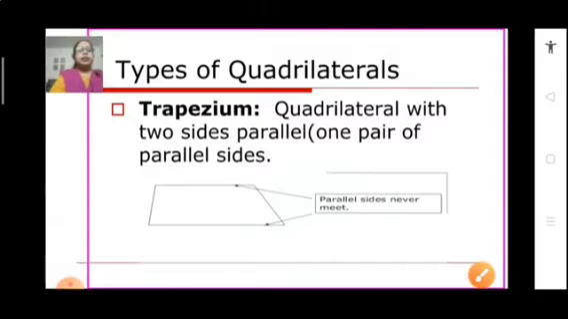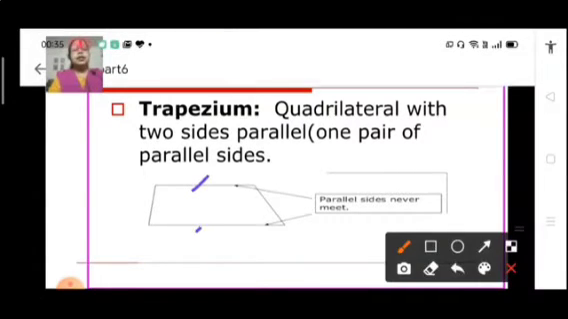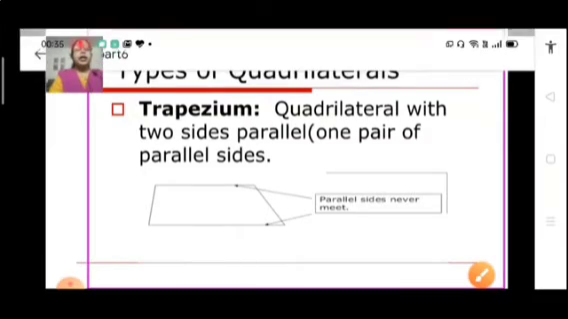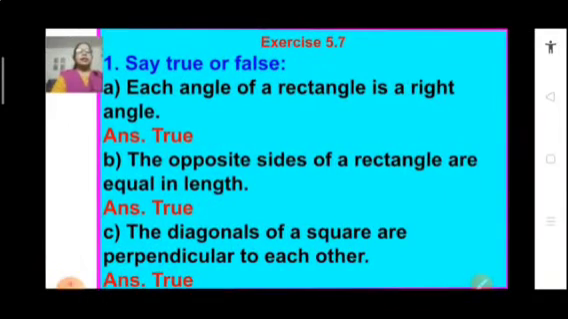Now, a trapezium. What is a trapezium? It's a quadrilateral with 2 parallel sides. That means only one pair of parallel sides. The other pair will not be parallel. So here we can see these 2 sides are parallel, but these 2 sides are not parallel. So trapezium is a quadrilateral with only one pair of parallel sides. Now, based on the quadrilaterals, we will solve the problems of exercise 5.7.